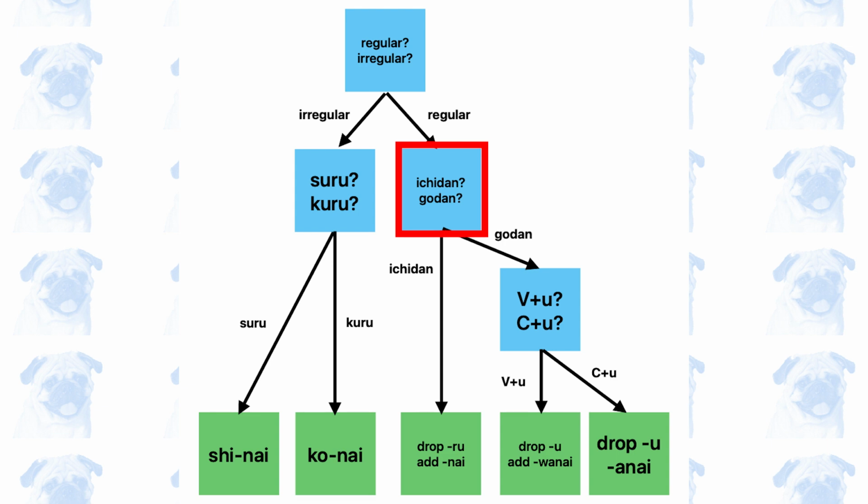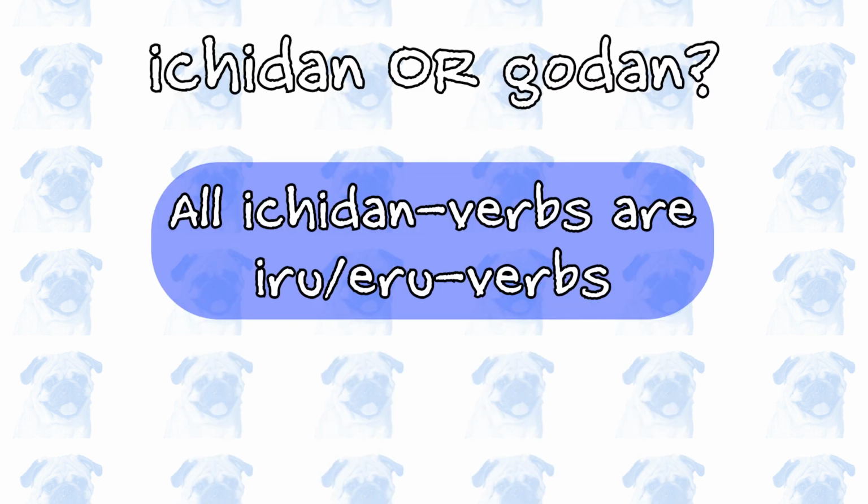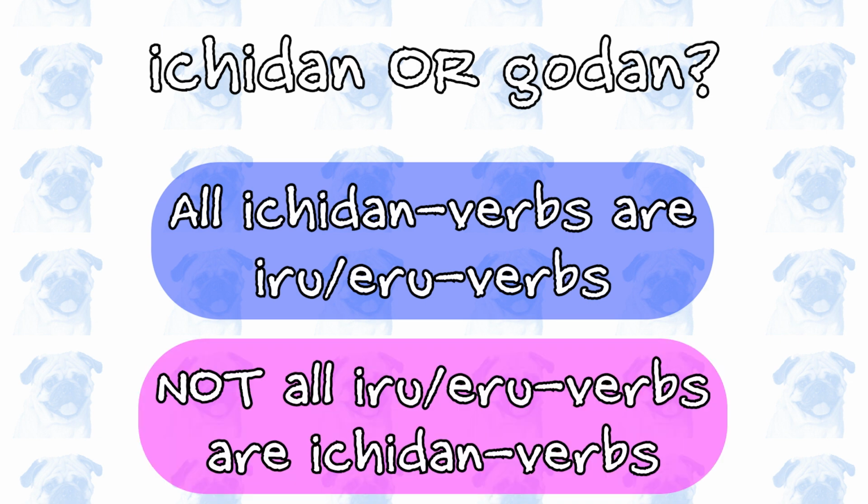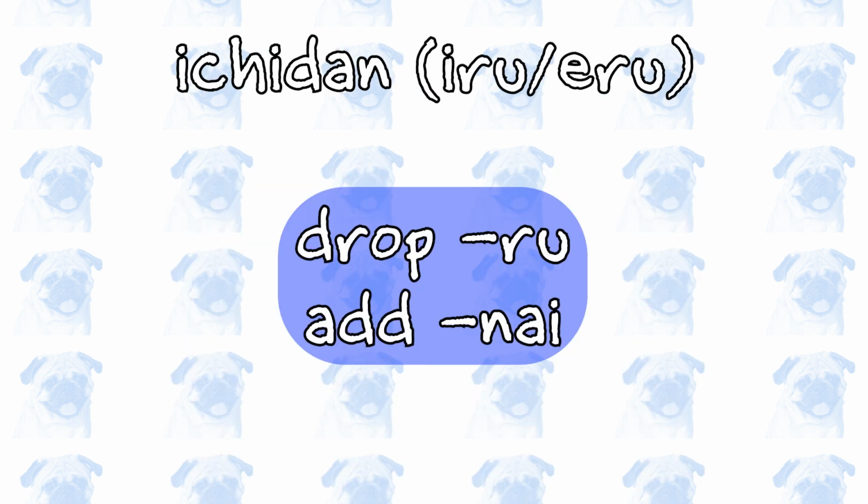Step 2. Is the verb an ichidan verb or godan verb? Remember that all ichidan verbs are iru-eru verbs, but not all iru-eru verbs are ichidan verbs. In fact, some iru-eru verbs are godan verbs. If the verb in question is an ichidan verb, drop the ru and add nai.